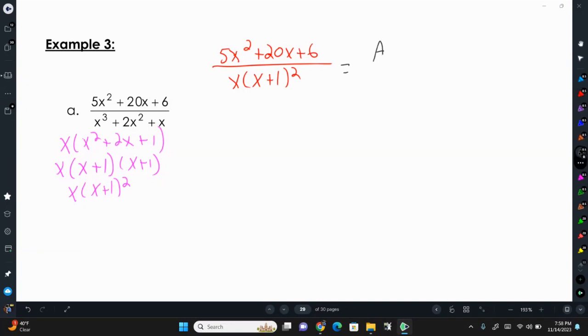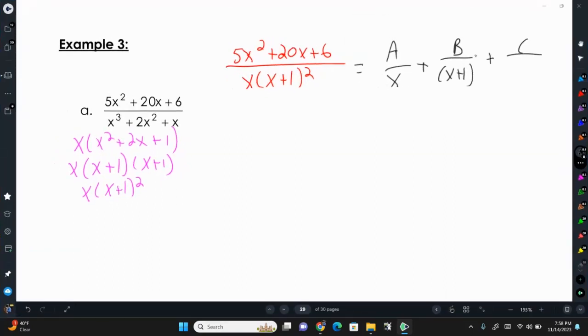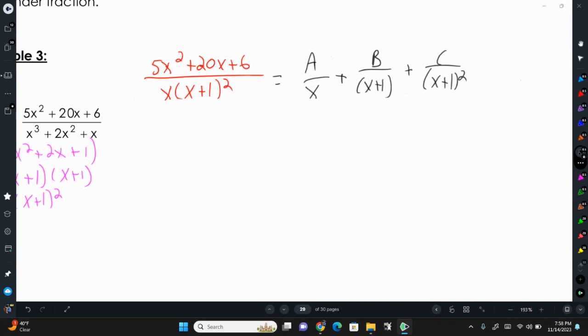It's going to have one fraction, a over x, plus b over x plus 1, but because I have x plus 1 squared, I must also have c over x plus 1 squared. Because the least common denominator between all three of those fractions is x times x plus 1 squared. So we have to have that extra term. Now, if we had x times x plus 1 to the third power, then we'd have a fourth fraction plus d over x plus 1 to the third power.